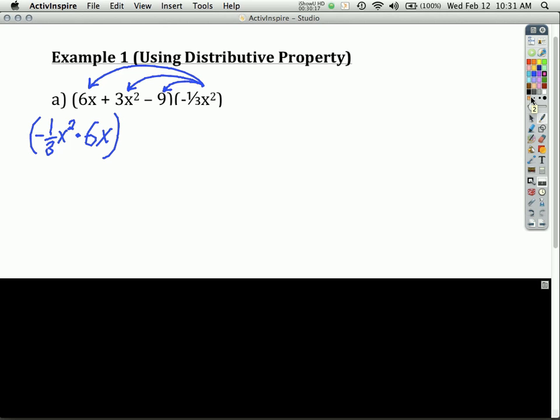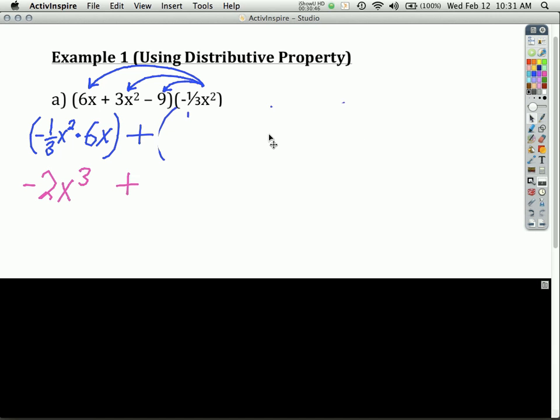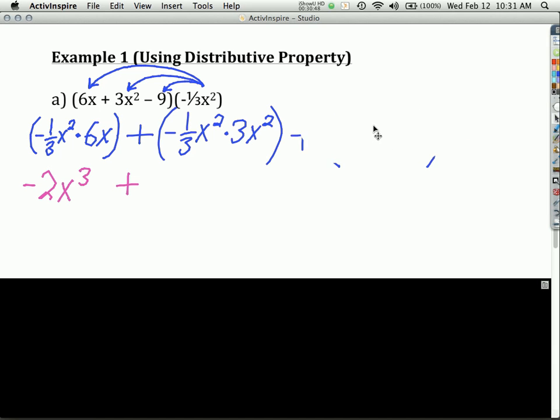So what's negative 1/3 x squared times 6x? What do you get? Ania? Yep. Negative 1/3 times 6 is negative 2. X squared times x is x to the third power. And that you learned in chapter 8. Then we're going to add on the next part. So we had that.